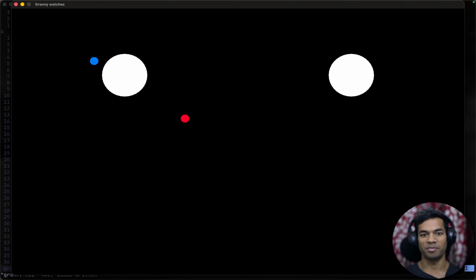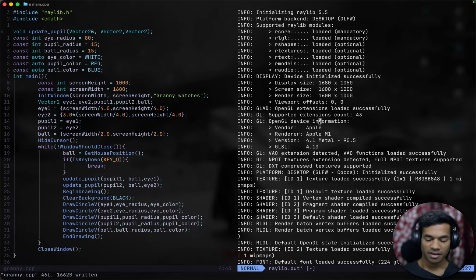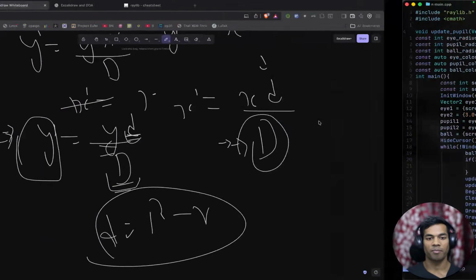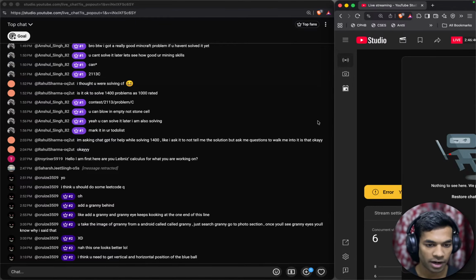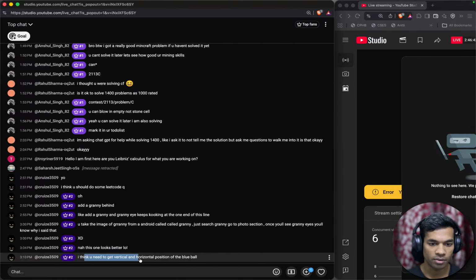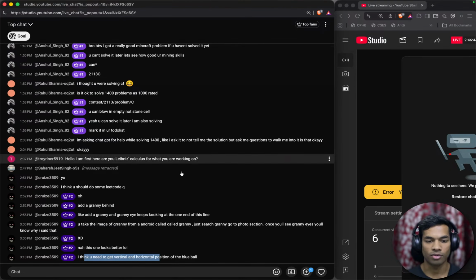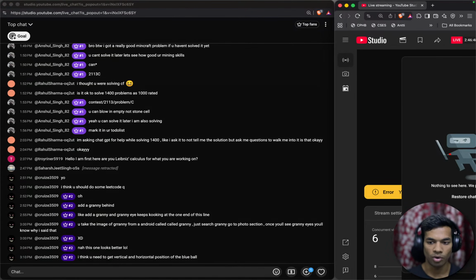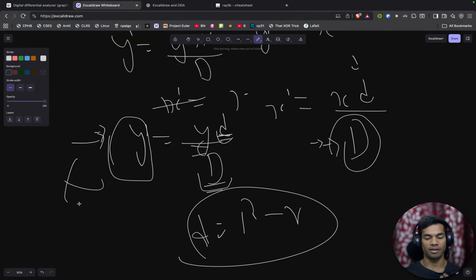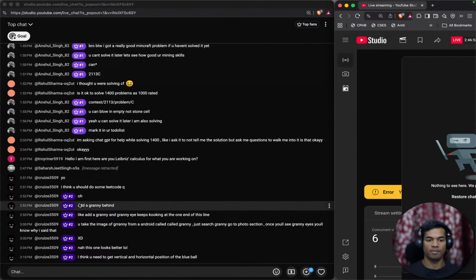They are looking at the ball. Granny is looking at the ball. Shit, that is wrong. Yeah, we can fix that. I think you will need to get the vertical, horizontal position of the blue ball. Yes, we have it, I read it before. And yes, I will be right back in just 1 minute. I have to go to the washroom.